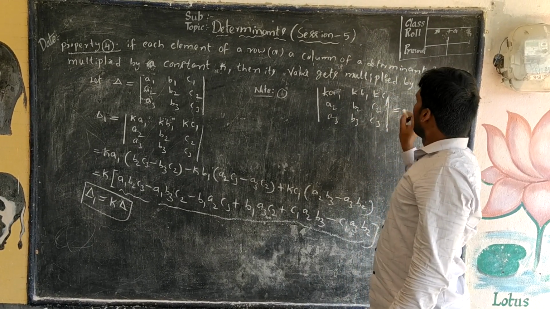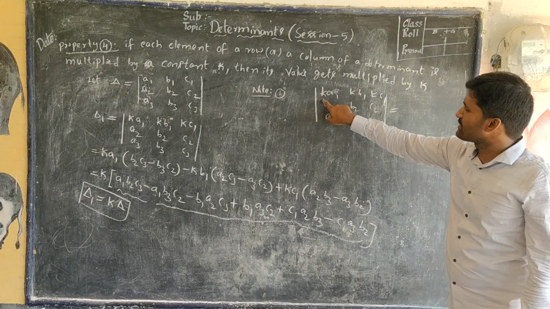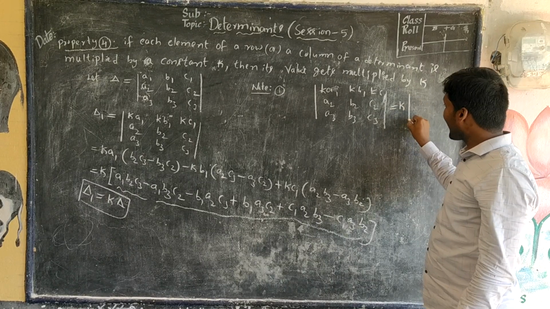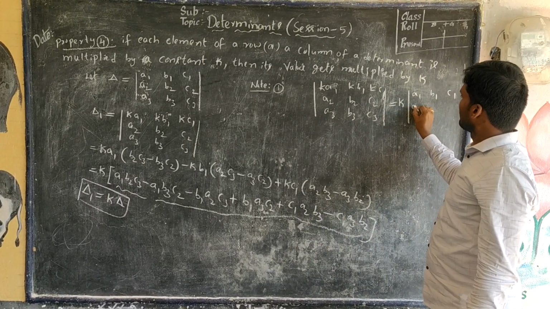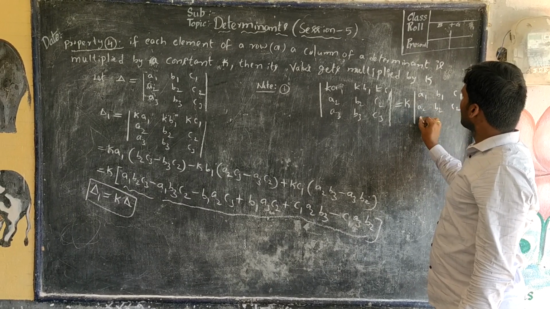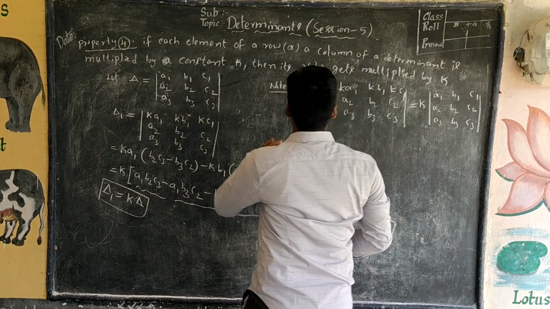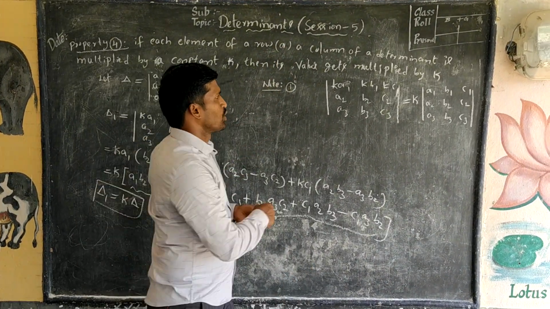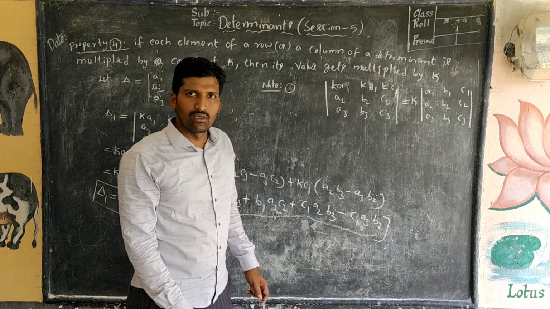In this, along row 1, there is a common factor. What is it? k is a common factor. We can take that out, and the remaining elements are A1, B1, C1, A2, B2, C2, A3, B3, C3. By using this property, along any row or column, any common factor we can take out.